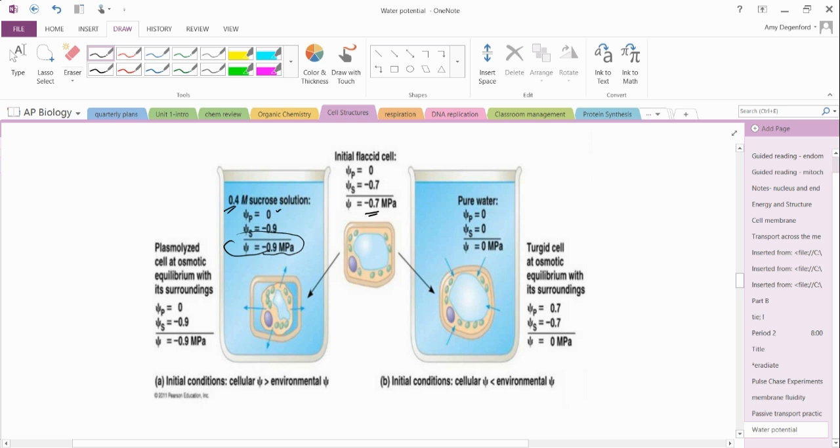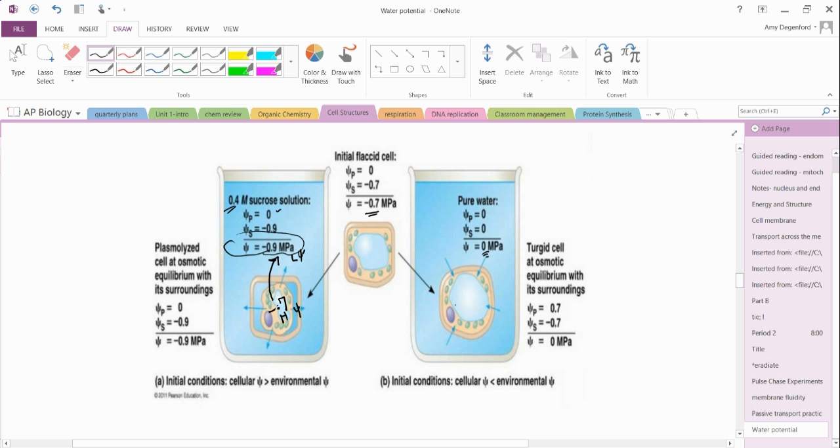So think about what's going to happen. It's a more concentrated solution, and notice the water. So this is negative 0.7. It's moving from a less negative to a more negative. This is going from a high water potential to a low water potential. So you can really just look at the numbers and understand, okay, we're going to look for that more negative number.